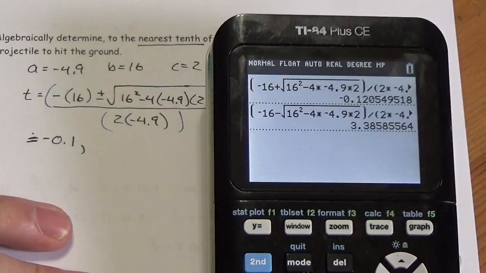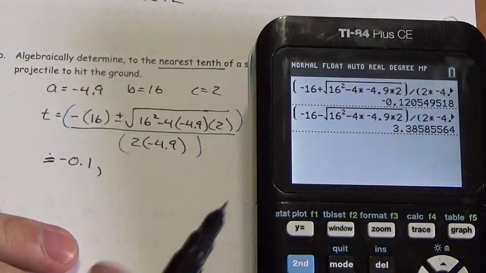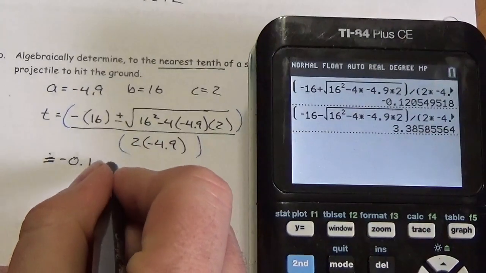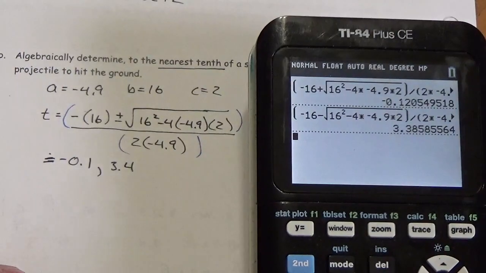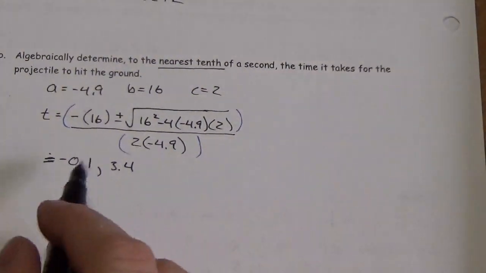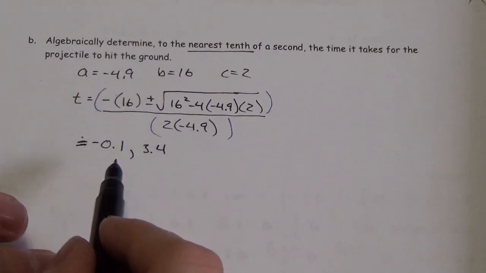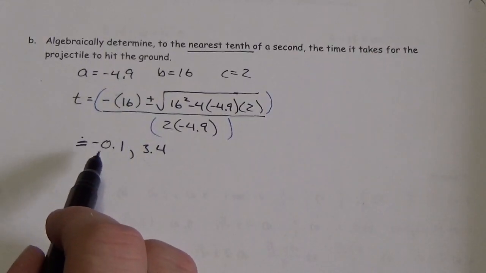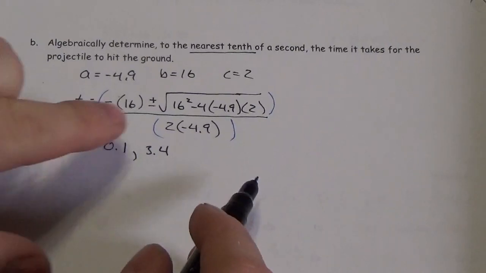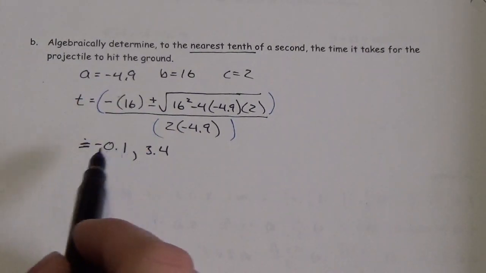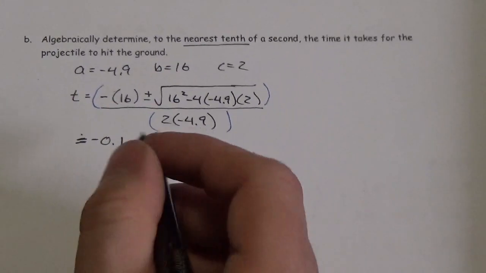Press enter. And I get 3.3858 blah blah blah, which to the nearest tenth will be 3.4 seconds. So I know that this answer here doesn't make any sense, but I write it though because I need to communicate to my teacher, your instructor here, that you did find that root, that you found two roots here, but one of them doesn't make any sense here.